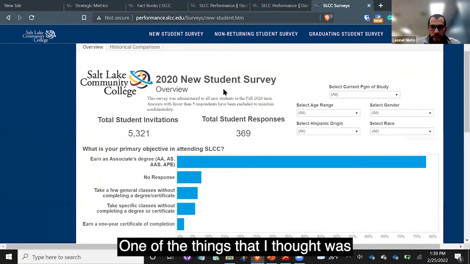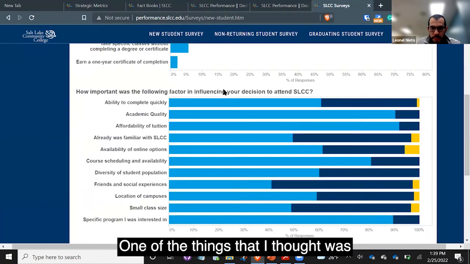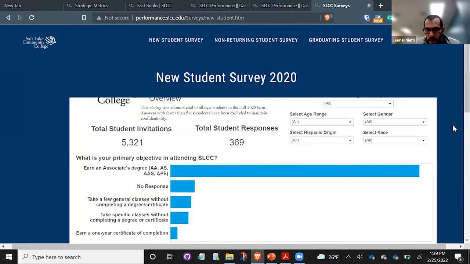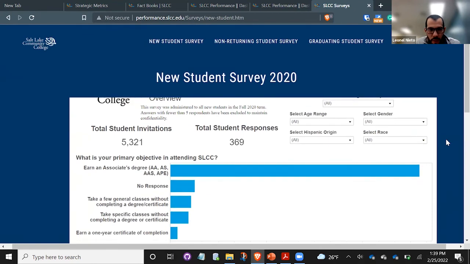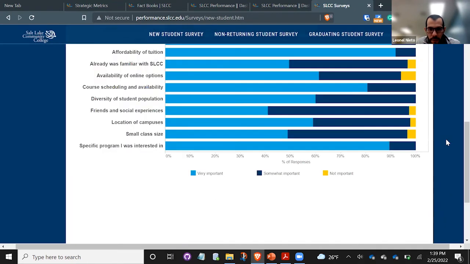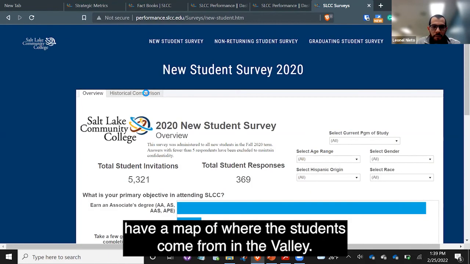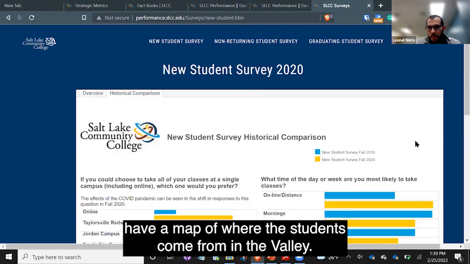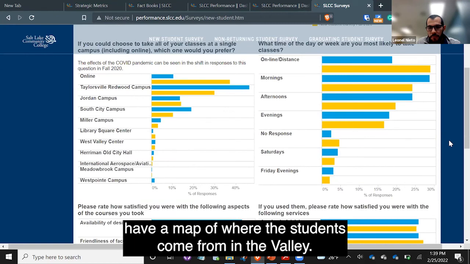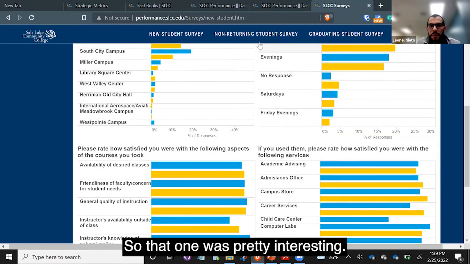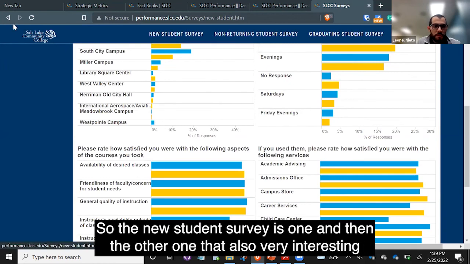One of the things that I thought was particularly interesting, I don't know, oh yeah, it wasn't on this one. I think it was a different one where I had a map. We have a map of where the students come from in the Valley. So that one was pretty interesting. So the new student survey is one.